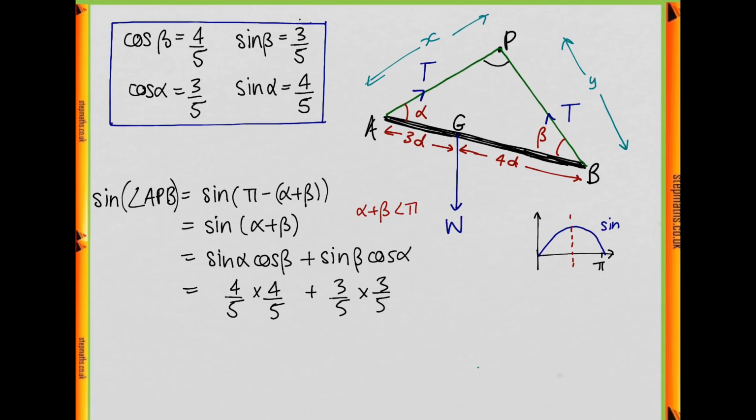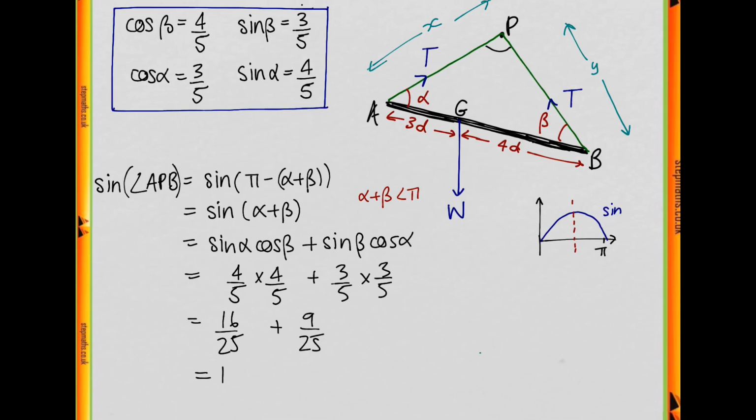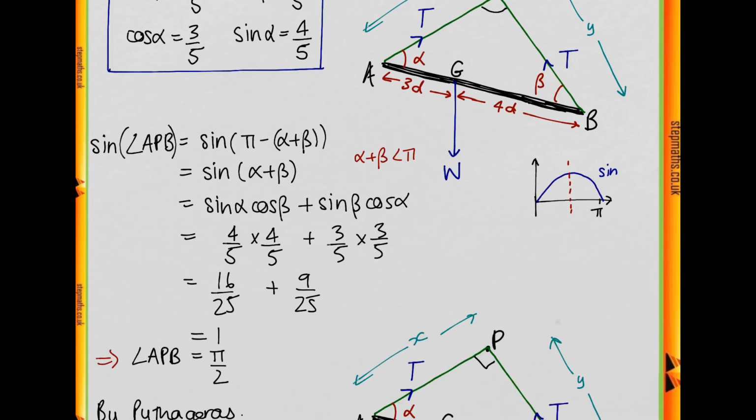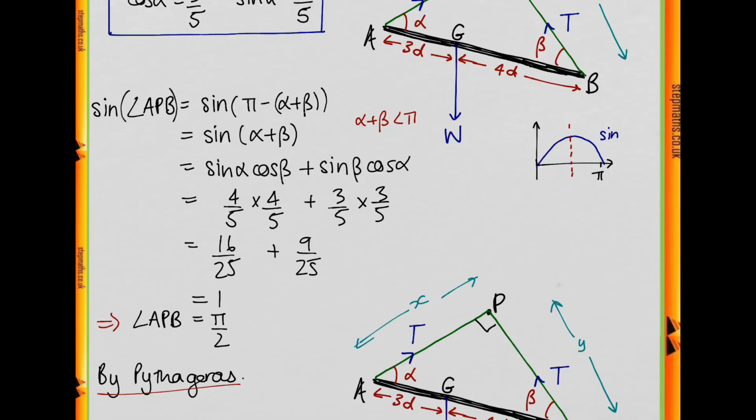So putting the values in, we get 4 over 5 squared plus 3 over 5 squared. So that's 16 over 25 plus 9 over 25, which is 1. So we know that sine of angle APB is 1. And so we can conclude, since APB is less than pi, that APB is pi by 2.